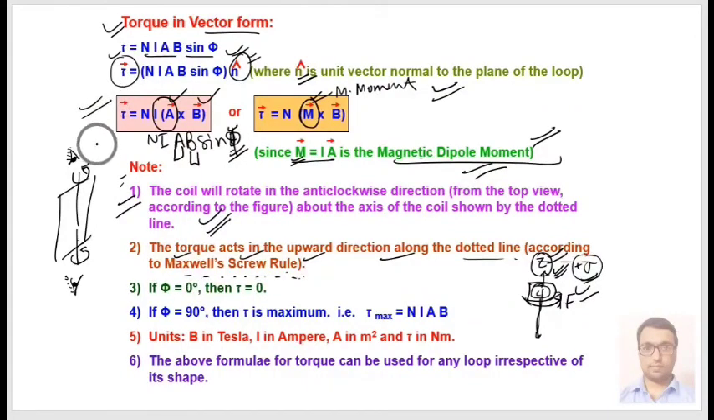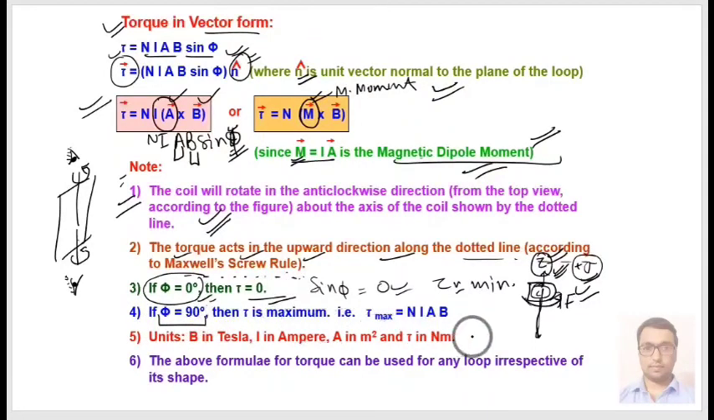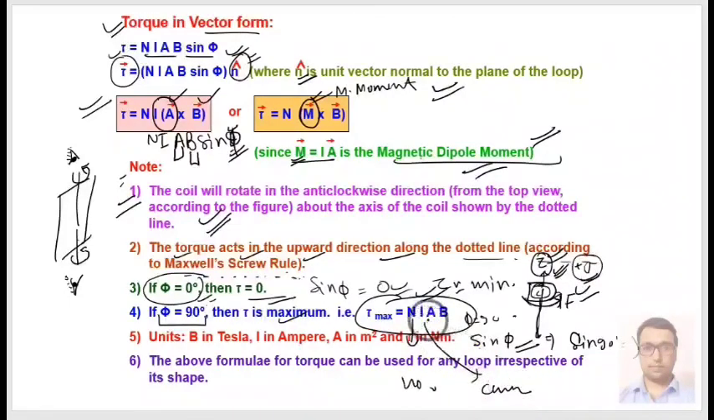Now we will talk about when torque will be maximum. Remember, if phi equals 0, then the value of sin phi will become 0. That means our torque will be minimum. Now if we use phi equal to 90 degrees, in that case our torque, having the expression of sin phi, will give the maximum value, since sin 90 equals 1, and its maximum value is NIAB, where N is the number of turns, I is the amount of current, A is the area of loop, and B is the amount of magnetic field. Now the unit of magnetic field we already know, that is Tesla, current is measured in ampere, and the unit of torque is Newton meter.